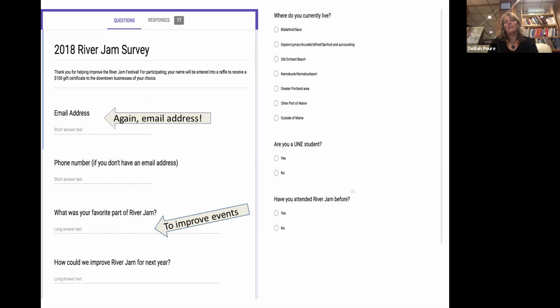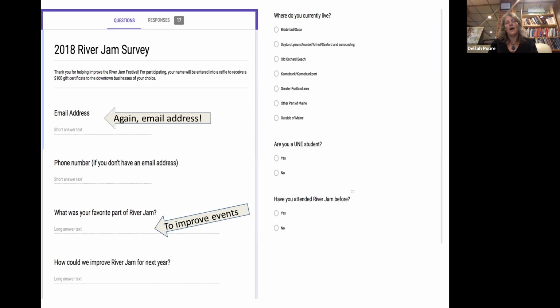With our River Jam, we have again supplied paper surveys, as well as sometimes a QR code, or we just tell people to go to the about page of riverjamfest.com, and there's a link there to a Google form. At this point, there were 17 respondents when I printed this out, but we definitely had more than that. Again, we always ask for the email because we'd like to add them to our newsletter. It's great to ask them what their favorite part of River Jam was. That helps us improve events.